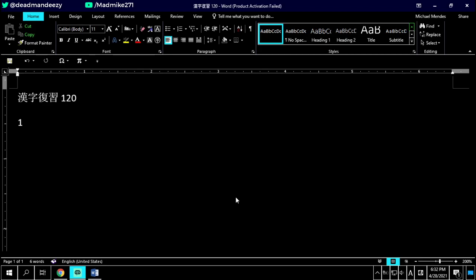Essentially, we're going to go over 12 new kanji. If you see a kanji you don't know, write it down 10 times. If you see a kanji or word that you do know, write it down 3 to 5 times just to get some practice in remembering it.